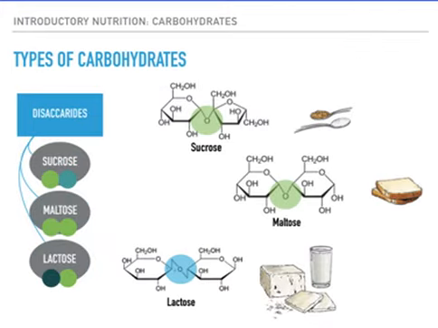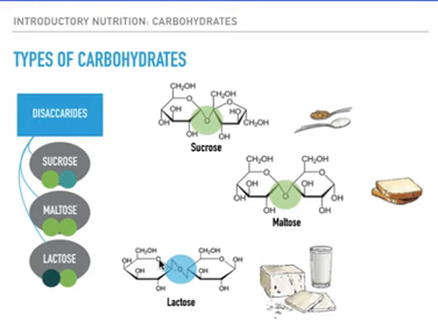All right, disaccharides are 2 monosaccharides combined. Sucrose is a combination of glucose and fructose, and it's your basic table sugar. Maltose is 2 glucose molecules that are bound together. Note that both sucrose and maltose have the same bond in between them, and this is called an alpha bond.